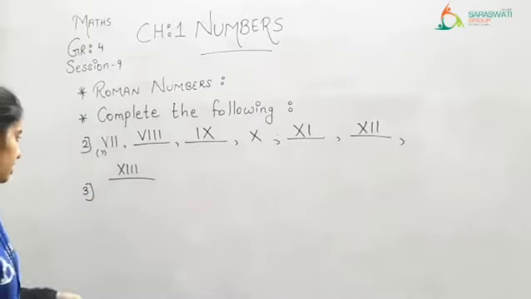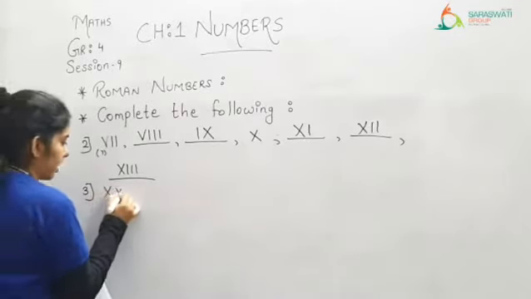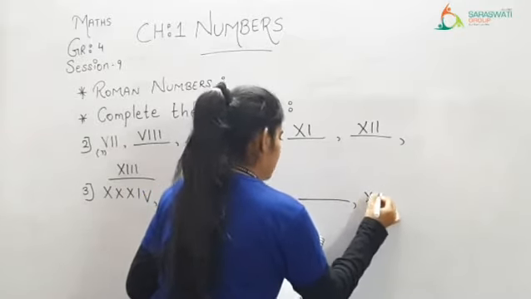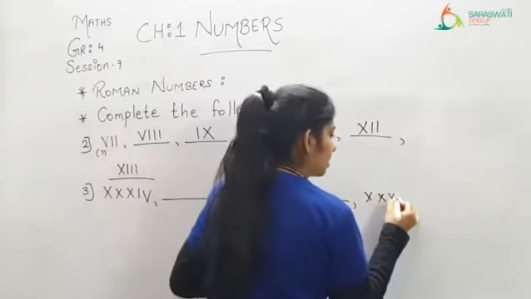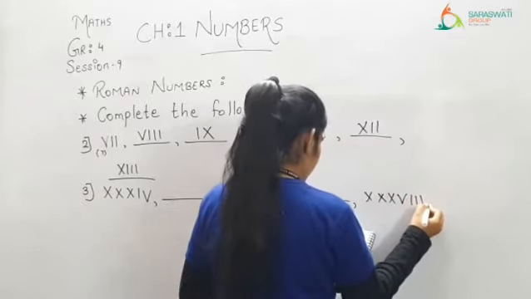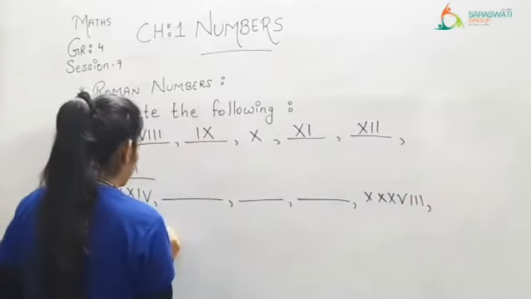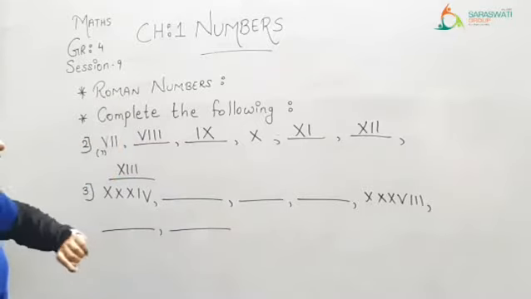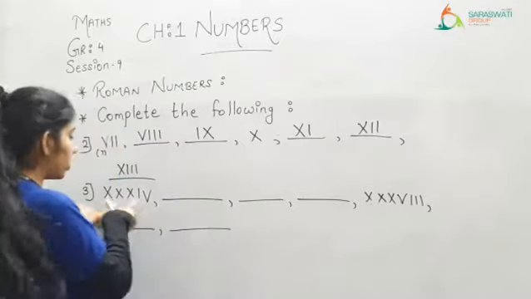That is 3 times XIB, then 3 blanks, then again 3 times XV, 3 times I, now blank and blank. So students, first we have to see which number this is.